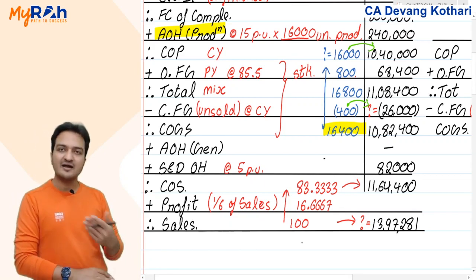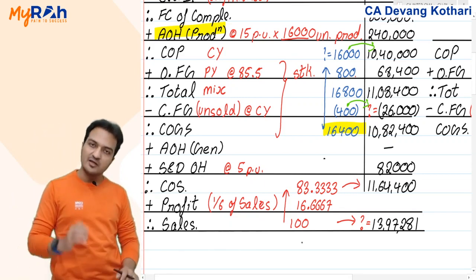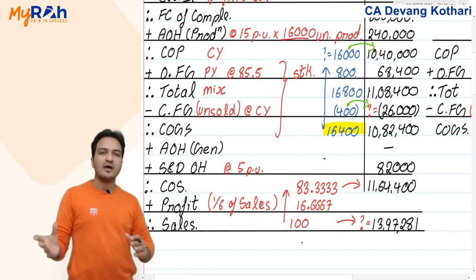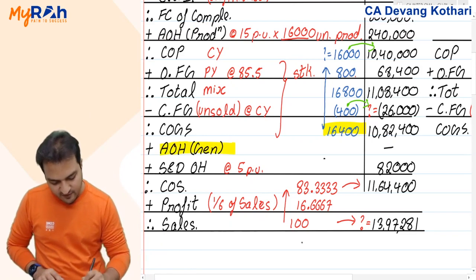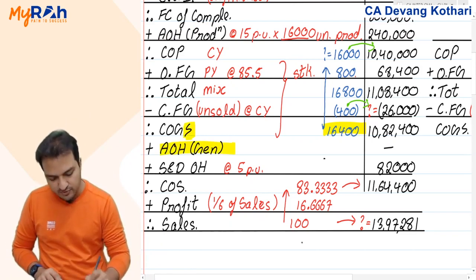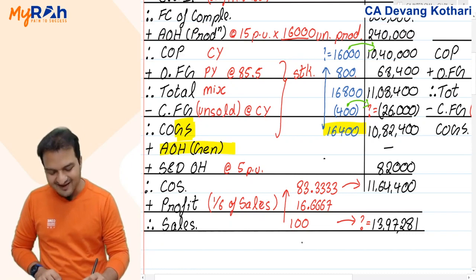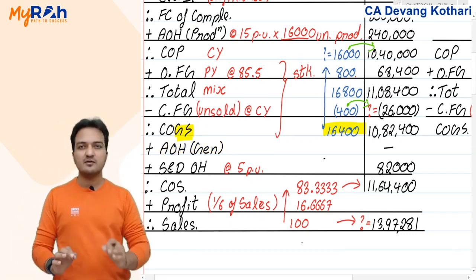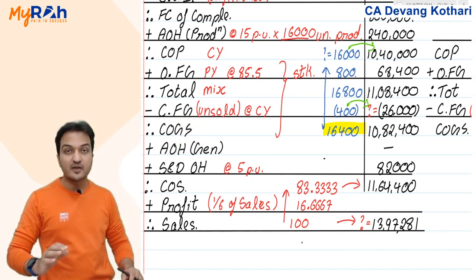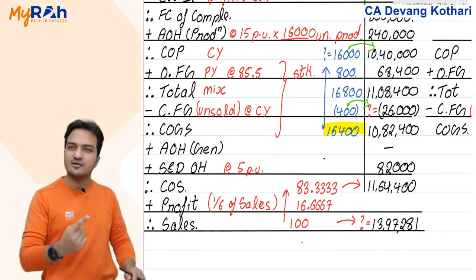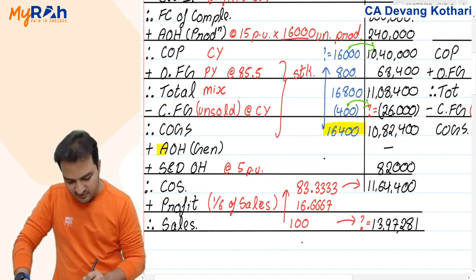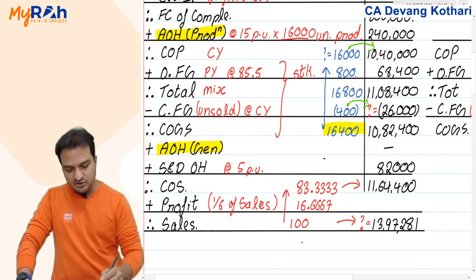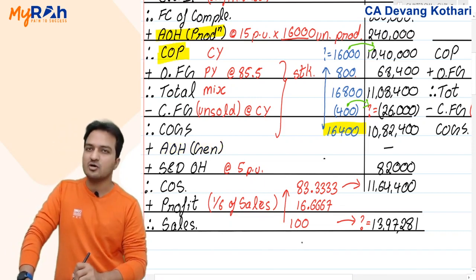While other admins which are not incurred only on the production units can be considered as general admin, and that general admin is written over here after I get the sold units. So COGS indicates the goods that are sold, and general admin is incurred only on those sold units, so it will be written later over here. Anyways, coming back here, admin overheads related to production, I add, that gives me my total cost of production.